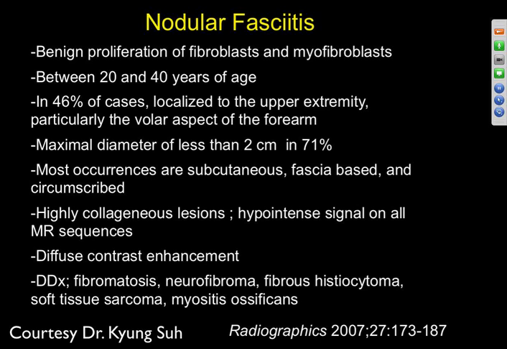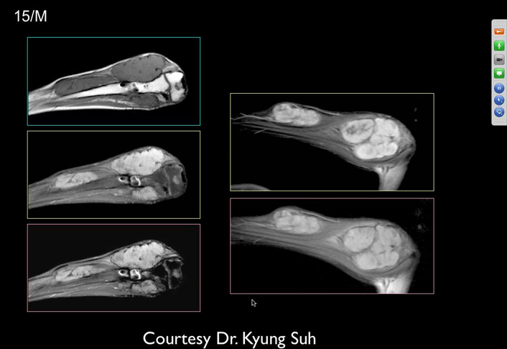This is one example. I'll show some other examples because it has differing appearances, and it isn't always low signal intensity like you would like a fibrous lesion to be. So just some information from Dr. Sue. And the differential down here is really the benign neurotumors like we just talked about, fibrous histiocytoma, soft tissue sarcomas, myositis ossificans, the list can go on.